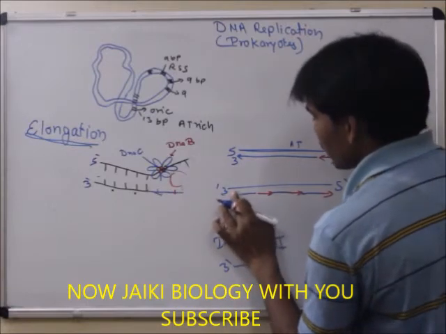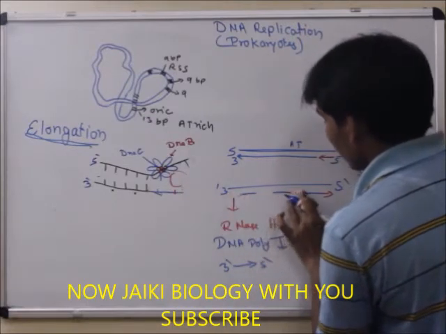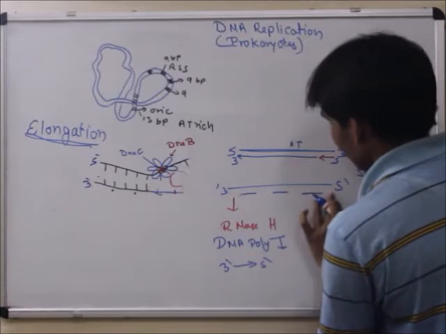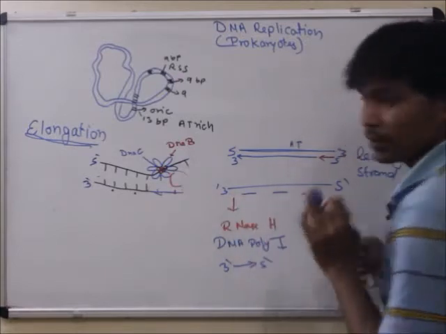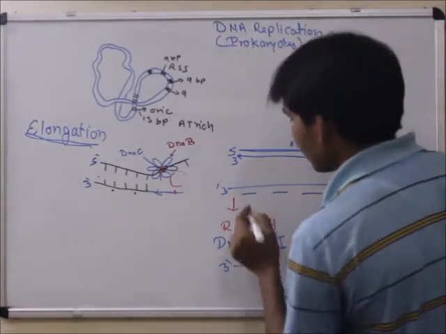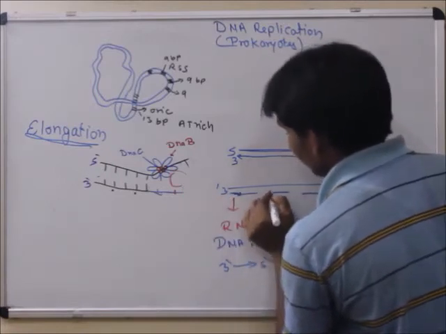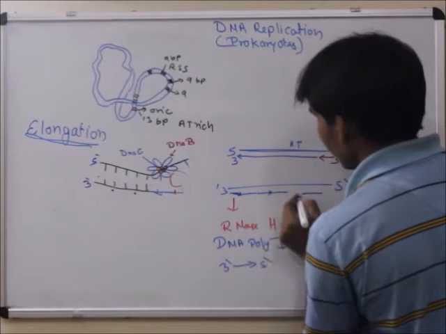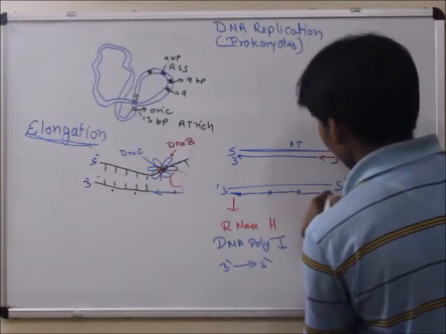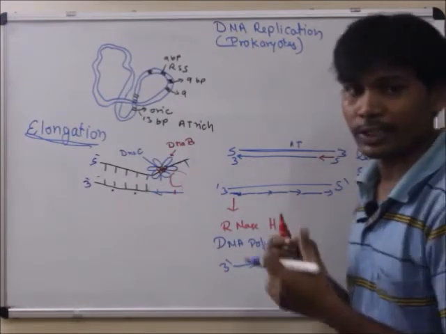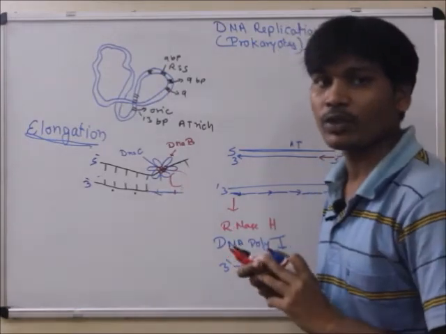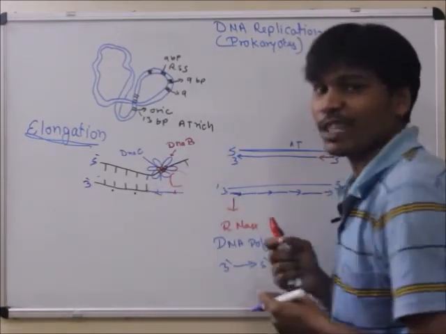When the primers are removed, what happens? There are gaps, many gaps. So these gaps are filled by DNA polymerase I. DNA polymerase I fills these gaps. Point out that DNA polymerase works as both: removal of ribonucleotides and adding of deoxyribonucleotides.